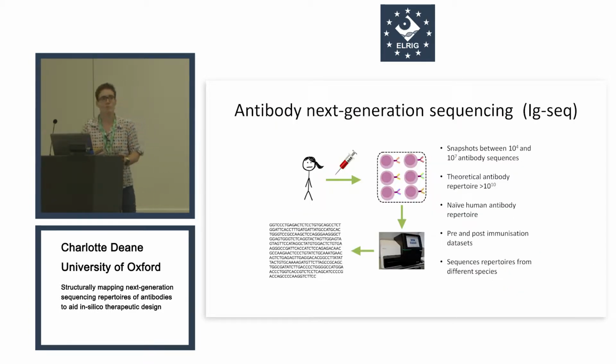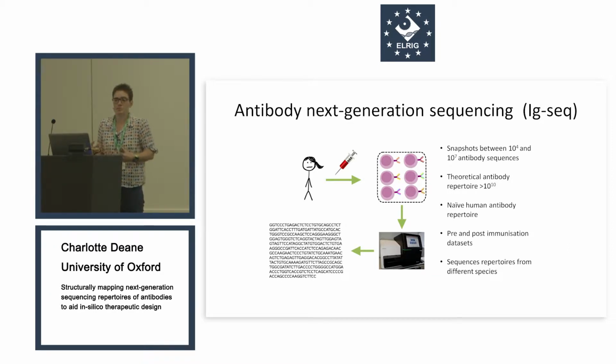So I'm sure most of you are familiar with this, but antibody next-generation sequencing has really changed the amount of data we have available and probably should be changing the way we are doing antibody drug discovery more than it already has. It's relatively straightforward to get very large snapshots of antibody sequences in somebody's repertoire. So you can get snapshots that can be tens of millions of sequences.